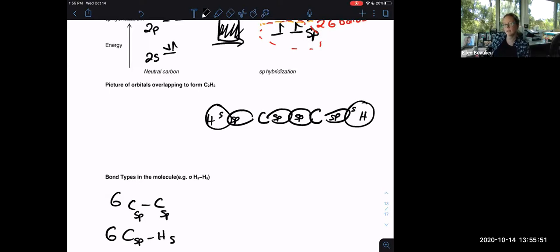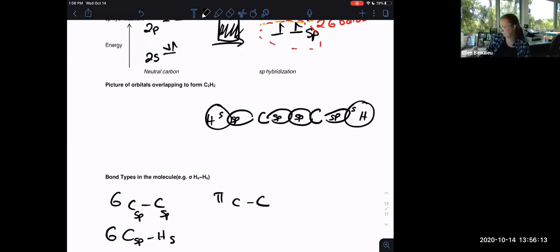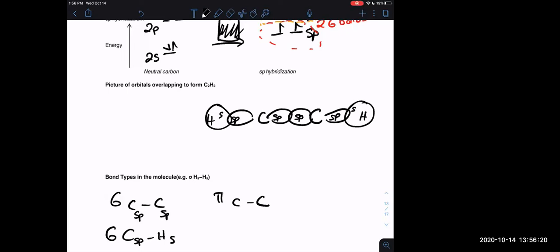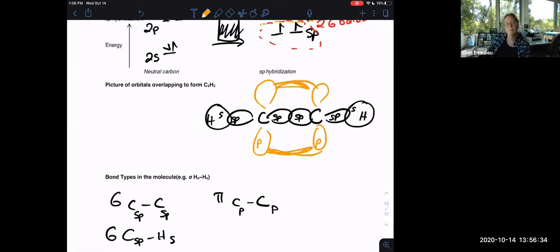What's another bonding interaction that's in this molecule? There's a pi bond between the two carbons. Tell me more, Kate. What overlaps to form it? Is it 2p orbitals? That's right, 2p orbitals. You got it.